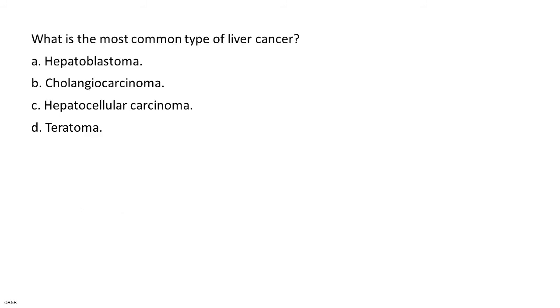What is the most common type of liver cancer? A. Hepatoblastoma. B. Cholangiocarcinoma. C. Hepatocellular carcinoma. D. Teratoma.